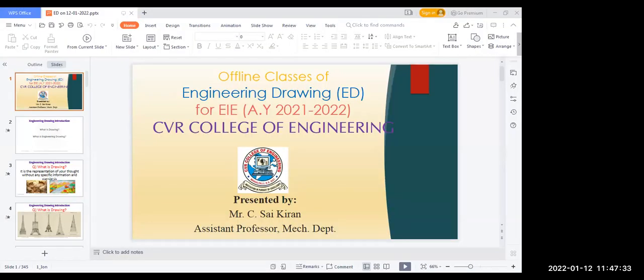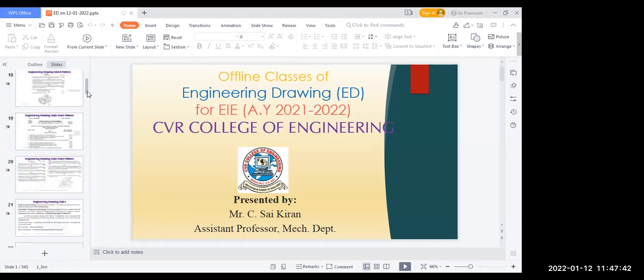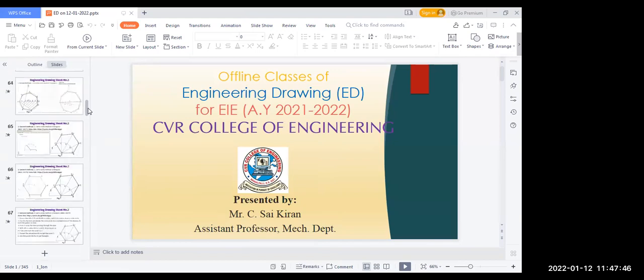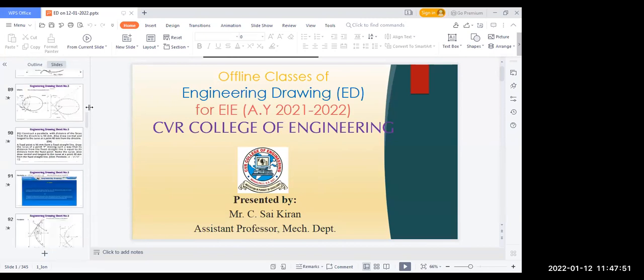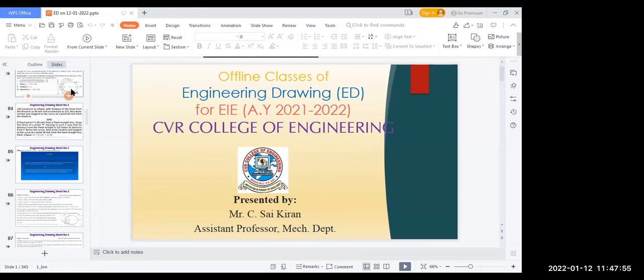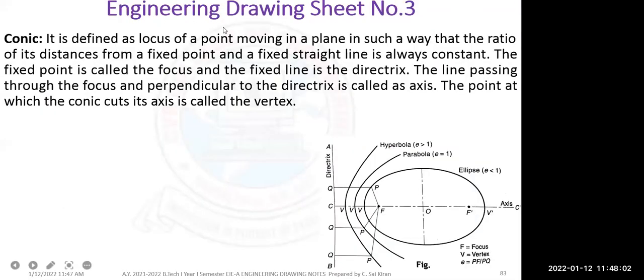Is everyone able to see my screen? Yes, sir. Okay, does anyone have any doubts in sheet number 3, conic section? How to draw the ellipse, parabola, hyperbola? No, sir. Has it completed? Have you attended the previous class? Do you still have doubts after attending the class?